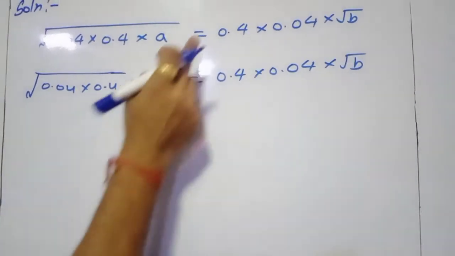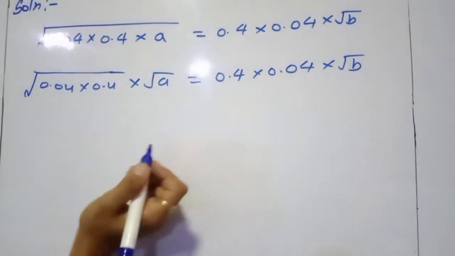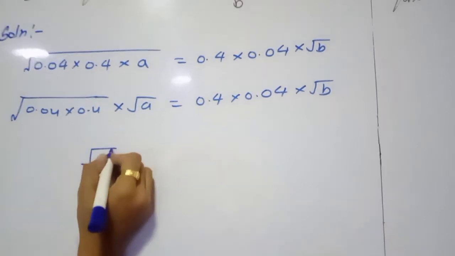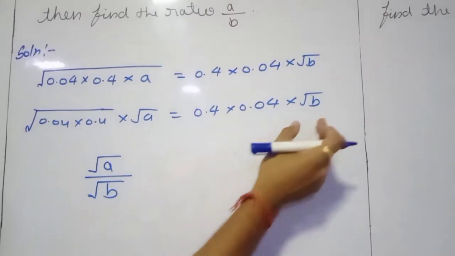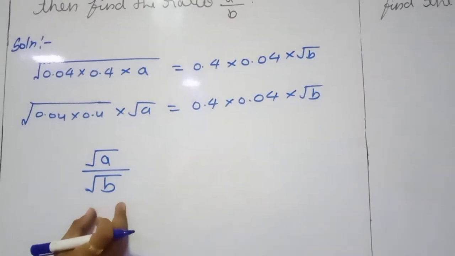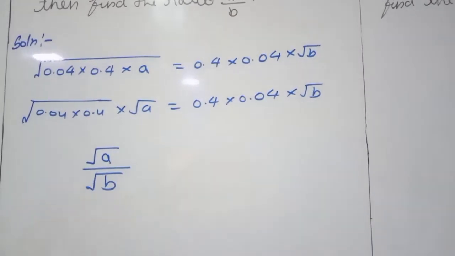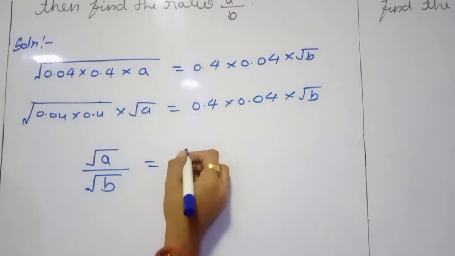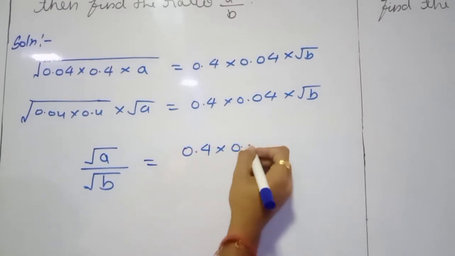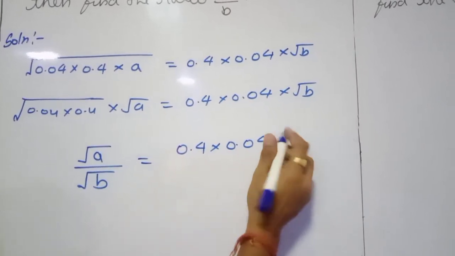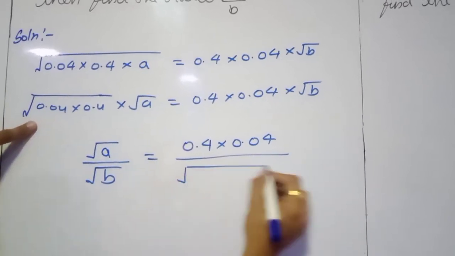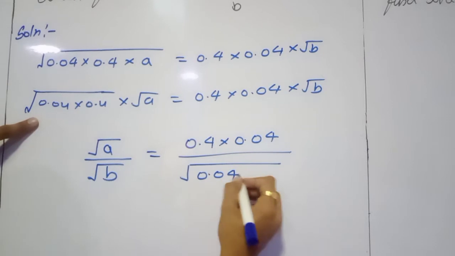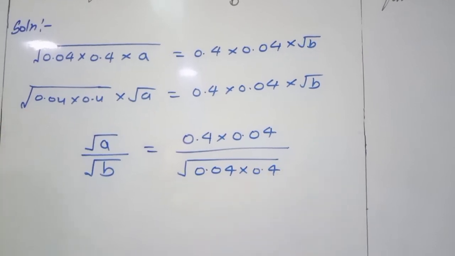So we need to find out a upon b. So keep a and b on one side. So can we write root a upon root b? The root on the first side of the equals sign will become the denominator, and here we have 0.4 into 0.04 upon this root, which will become over here the denominator 0.04 into 0.4.